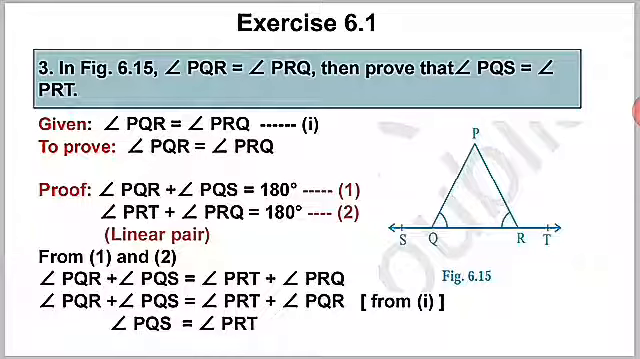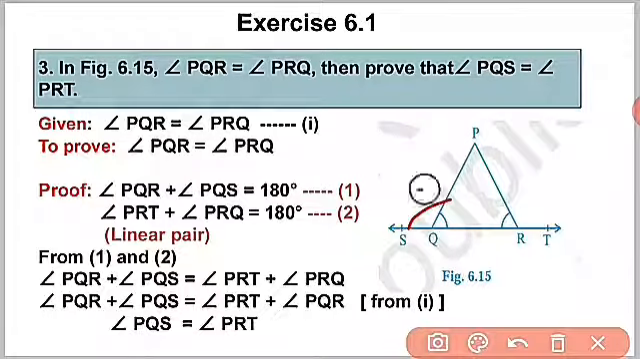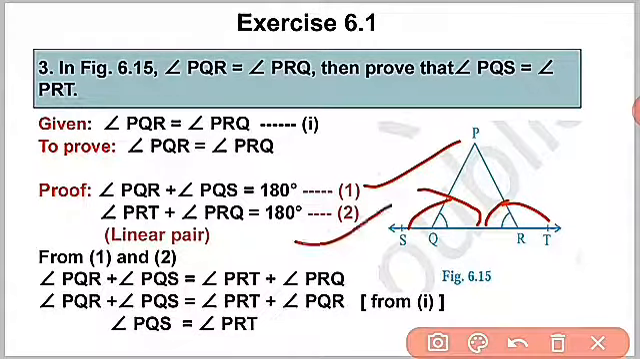So in this figure we can see PQ stands on line ST. So these two angles are making a linear pair, so the sum will be equal to 180 degrees. In the similar way, angle PRQ and angle PRT are a linear pair, so the sum will be equal to 180 degrees.